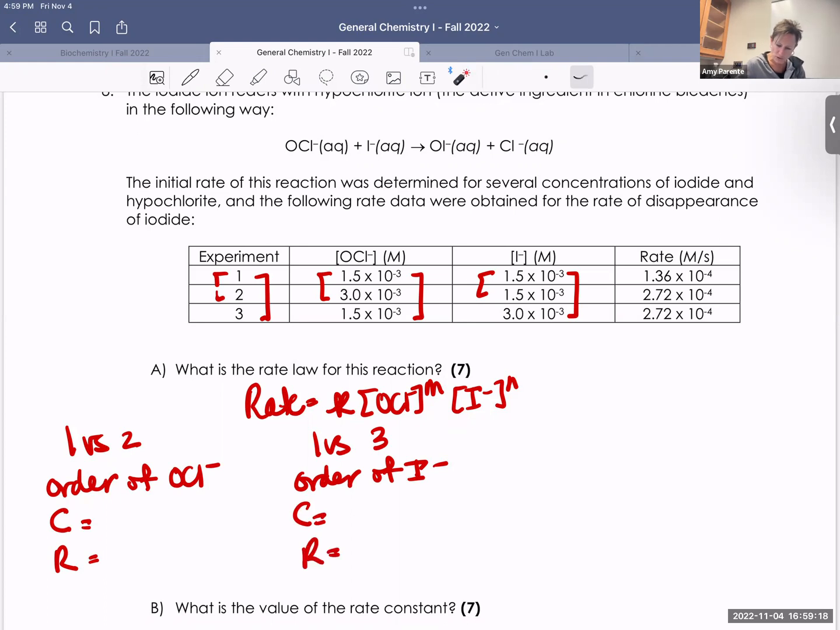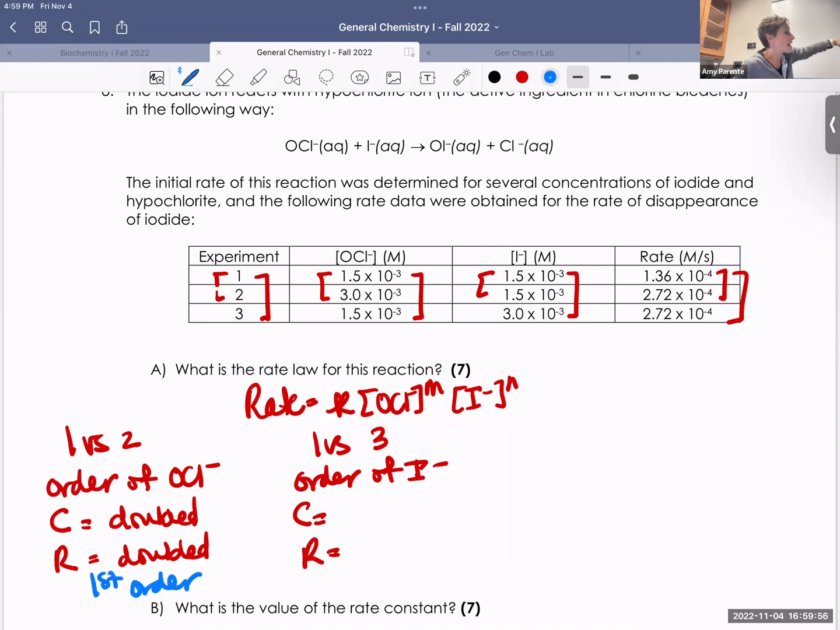So let's take 1 versus 2. Hopefully you can see that the reaction rate is doubling. And in 1 versus 2, I can see that my concentration is doubling. So my concentration is doubled and my rate is doubled. Just like we did this qualitatively on the first page of the exam, I can see that this is going to be first order for OCl minus.